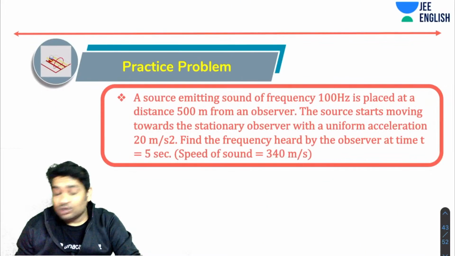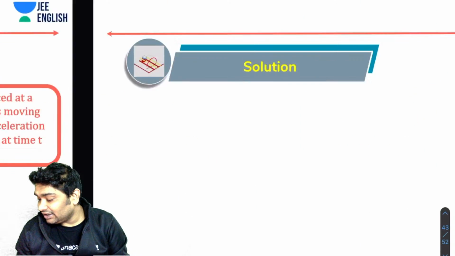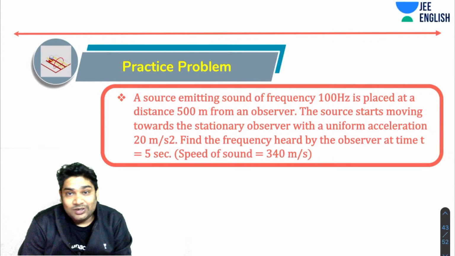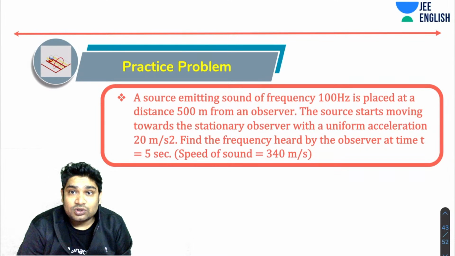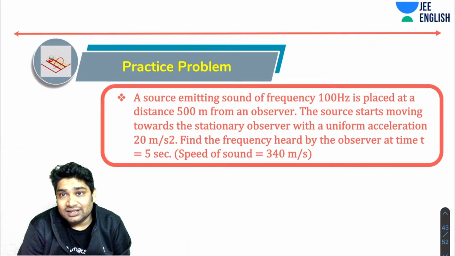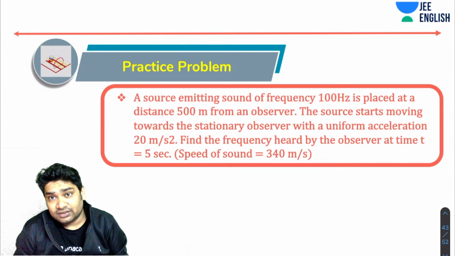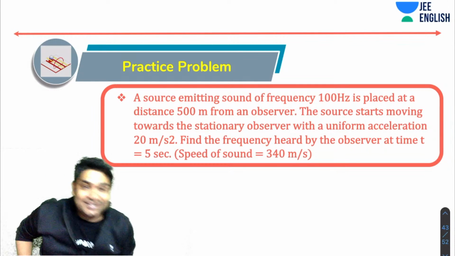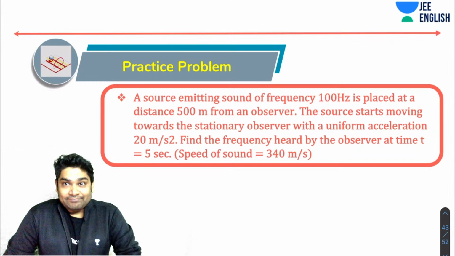Do remember that. So why don't we try one question, and then that is where we will be wrapping up today's session. Okay, so let's quickly go over this question. A source emitting sound of frequency 100 hertz is placed at a distance of 500 meter from an observer. The source starts moving towards the stationary observer with a uniform acceleration of 20 meter per second square. Find the frequency heard by the observer at t equals 5 seconds. Quickly try this, and then we will wrap up this session. The last question that I have for you for today.